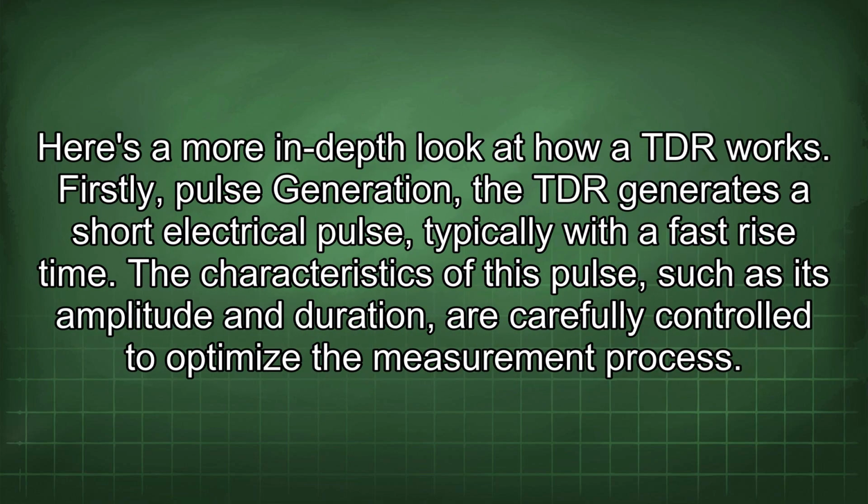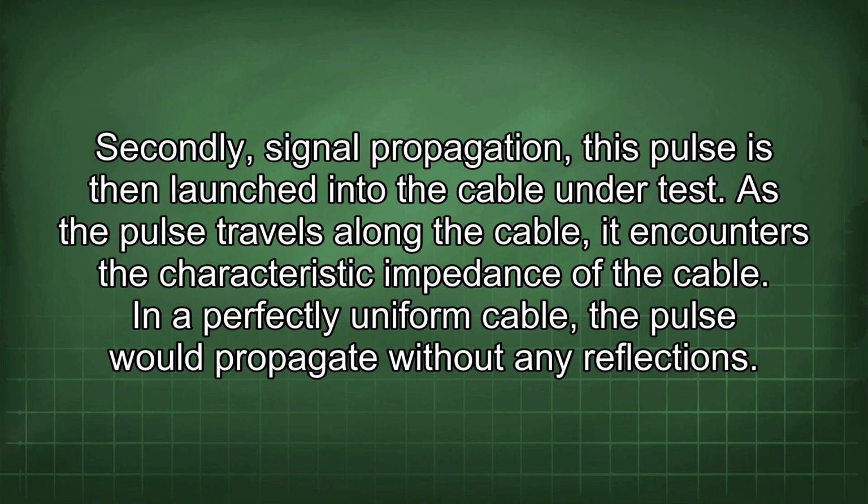Here's a more in-depth look at how TDR works. Firstly, pulse generation. The TDR generates a short electrical pulse, typically with a fast rise time. The characteristics of this pulse, such as its amplitude and duration, are carefully controlled to optimize the measurement process. Secondly, signal propagation. This pulse is then launched into the cable under test. As the pulse travels along the cable, it encounters the characteristic impedance of the cable. In a perfectly uniform cable, the pulse would propagate without any reflections.